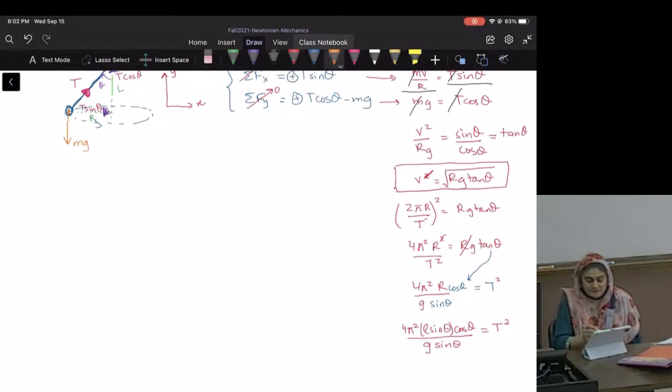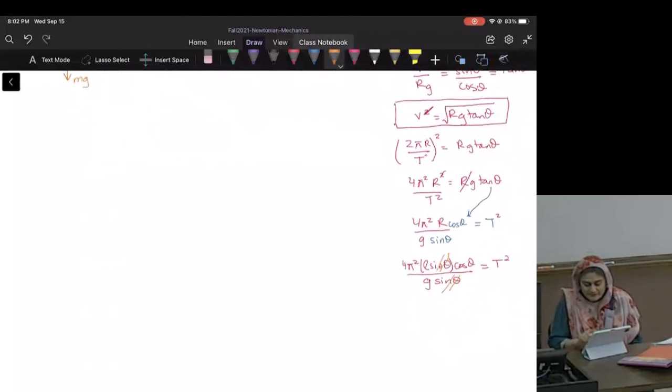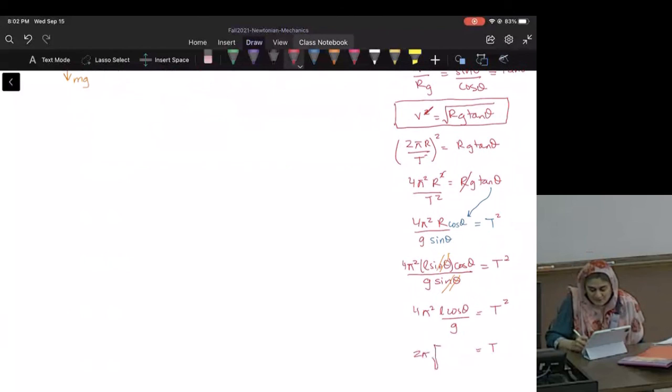So far so good? May I cancel this sine with this sine? What am I left with? 4 pi squared L cosine theta over g equals T squared. Or T equals 2 pi square root of L cosine theta over g. There we go. Okay, full circle. It came full circle.